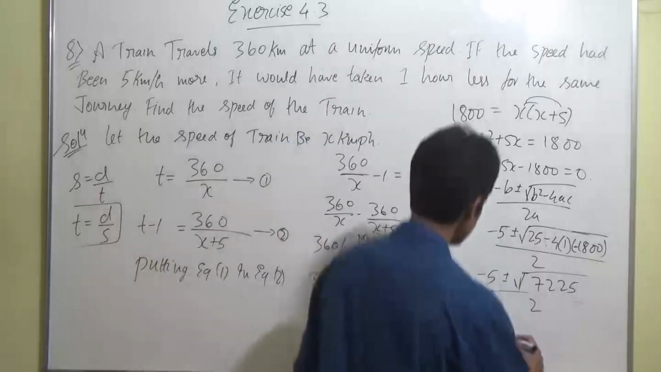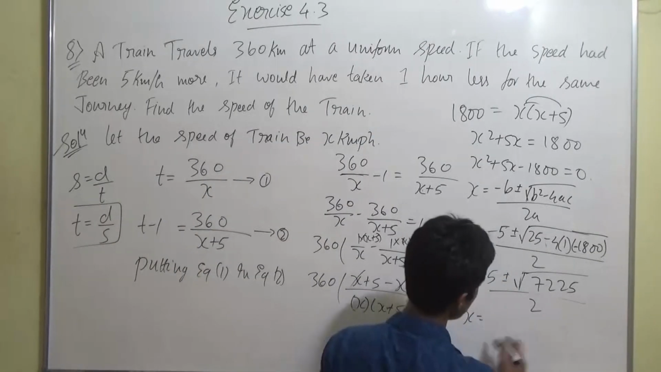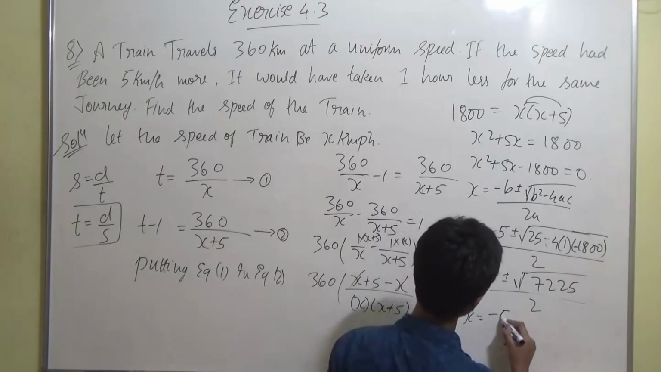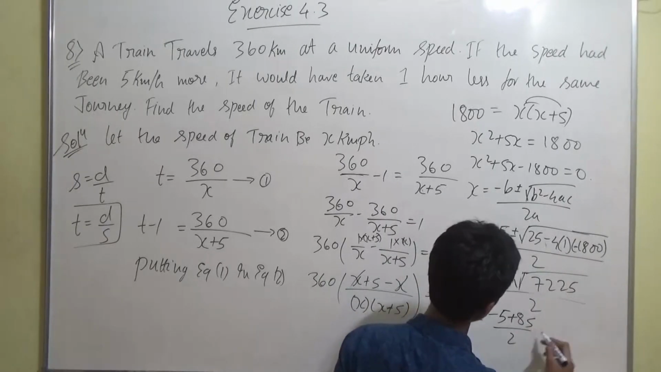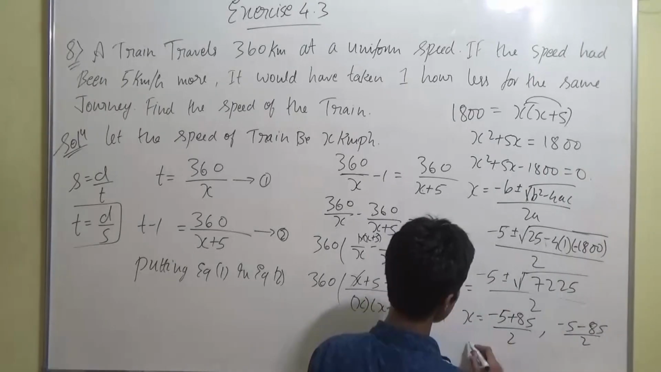So the value of x is x equal to, there are two solutions. One is minus 5 plus 85 by 2. One more solution is minus 5 minus 85 by 2. From here you will get x as equal to 80 by 2, that is 40.